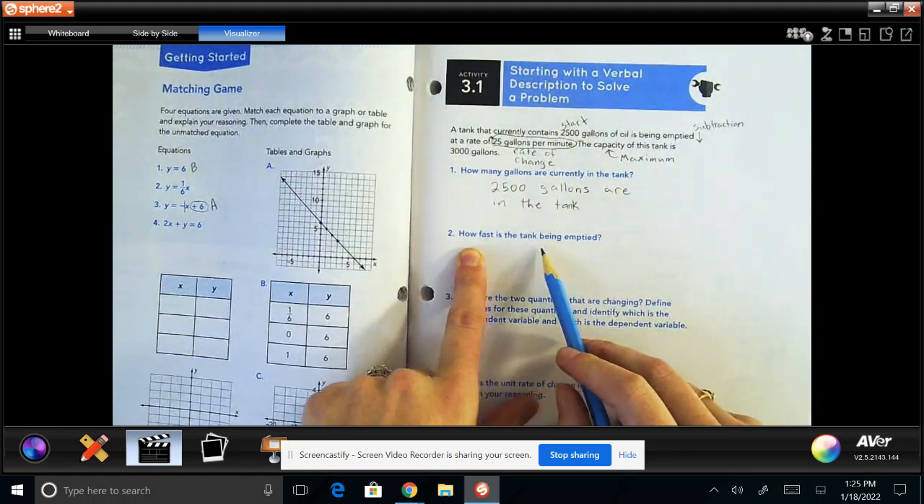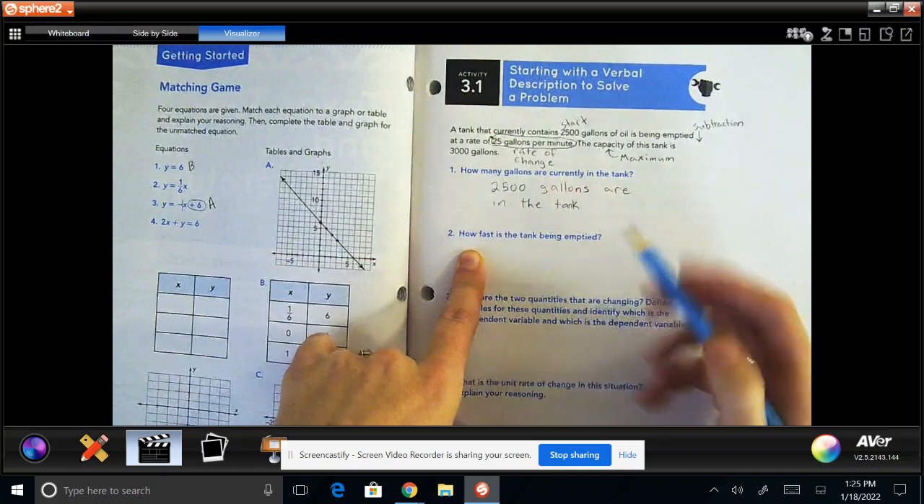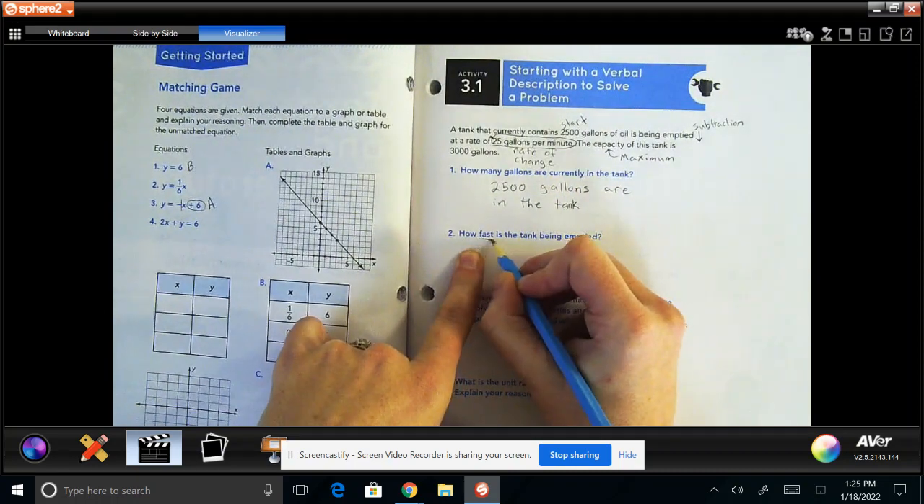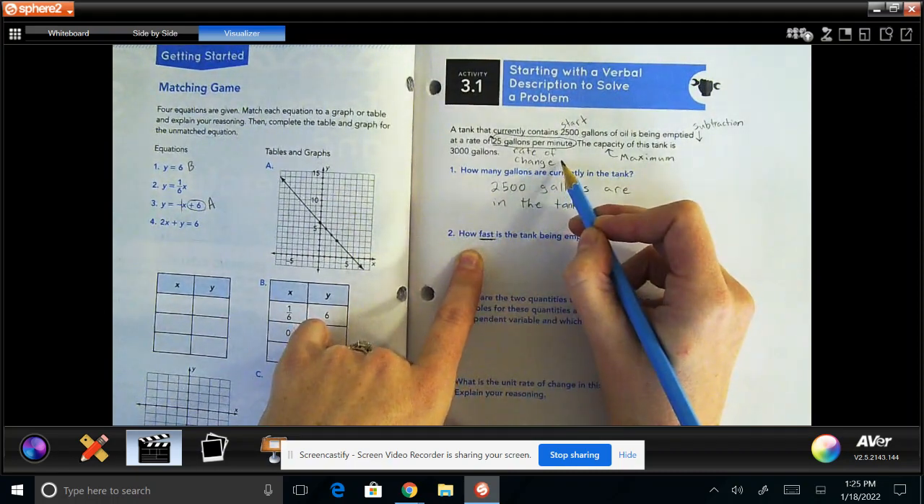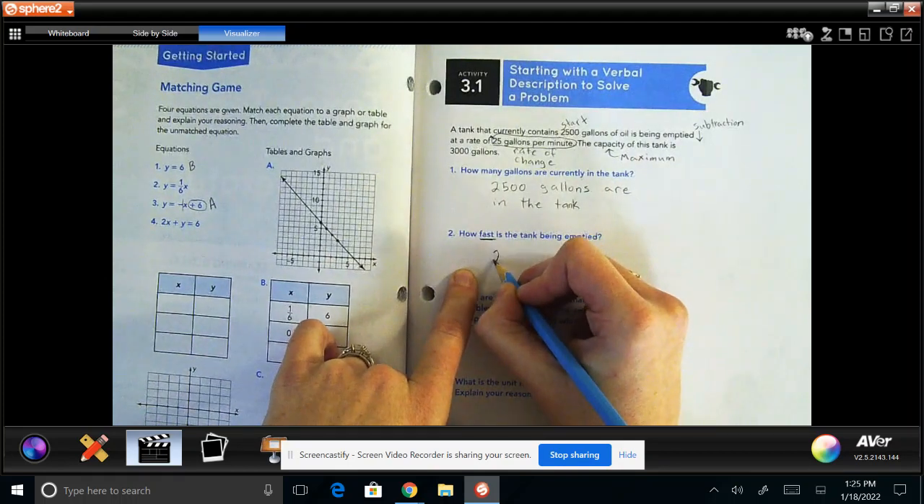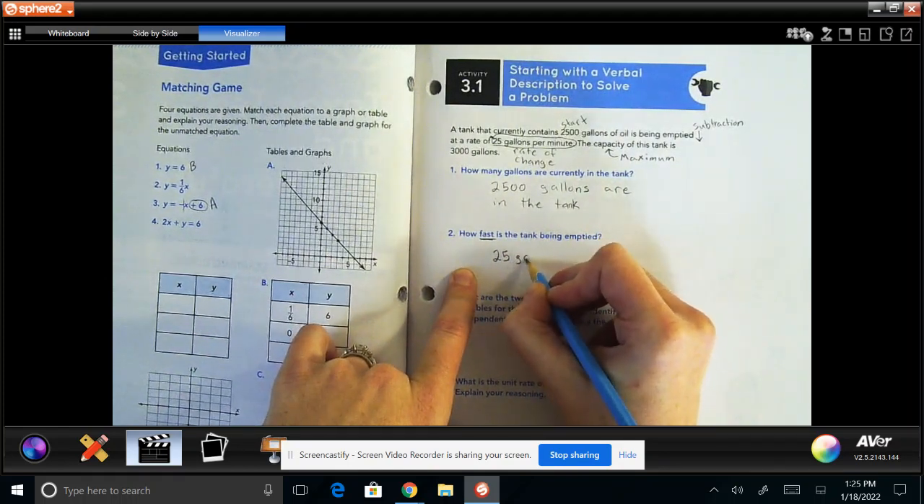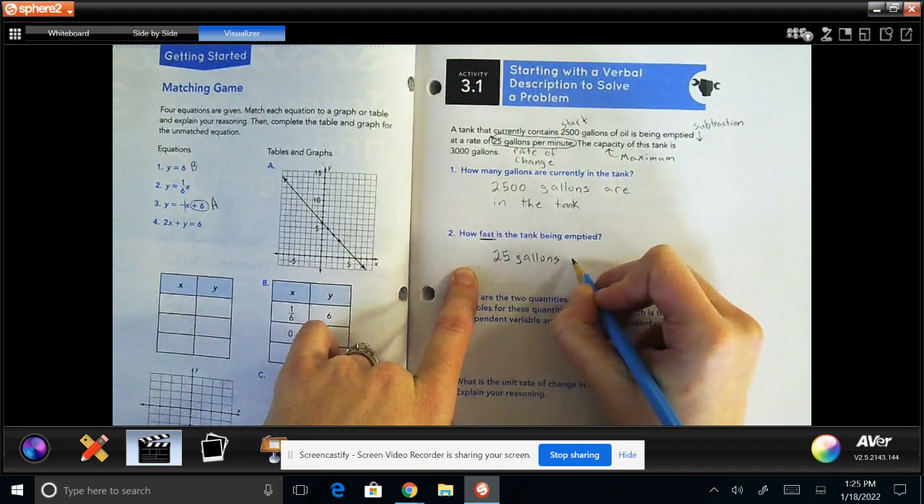How fast is the tank being emptied? Well, that's the rate of change when it's asking about how fast. That's going to be my rate of change. So it's emptying 25 gallons per minute.